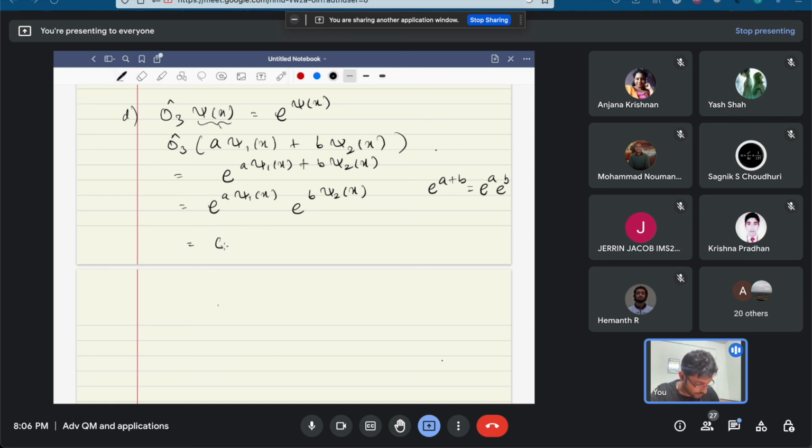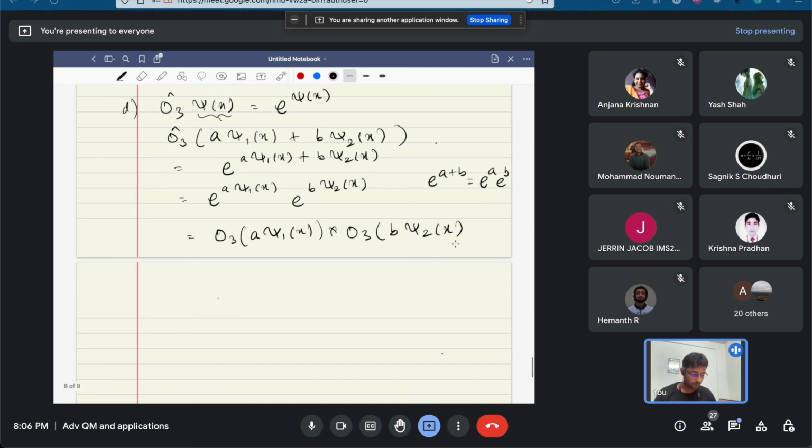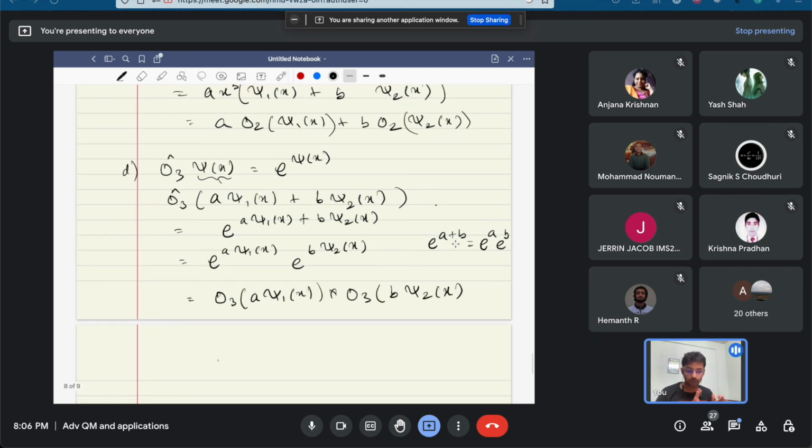so what we have here is O3 acting on a psi 1 of x and multiplied by O3 acting on b psi 2 of x. So this is not in the form. What should have been the form is O3 a psi 1 of x plus O3 b psi 2 of x for it to be a linear operator, but that's not the case here. So what we will say is this is a non-linear operator.